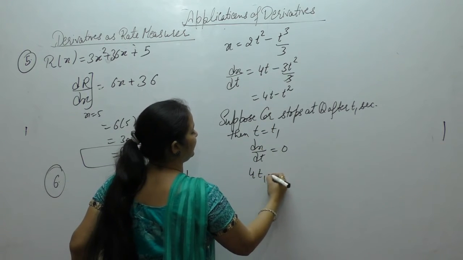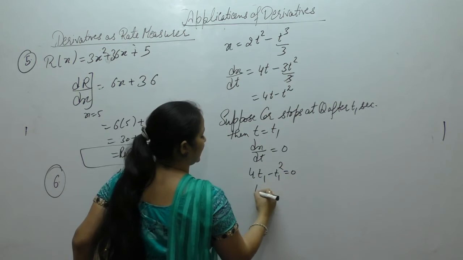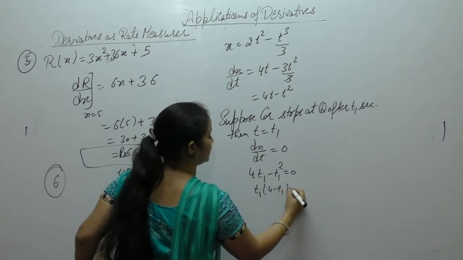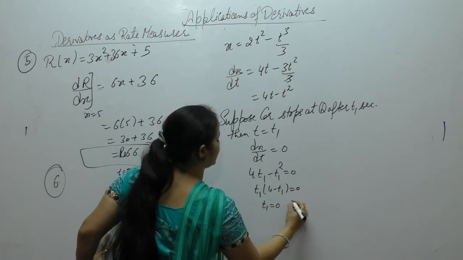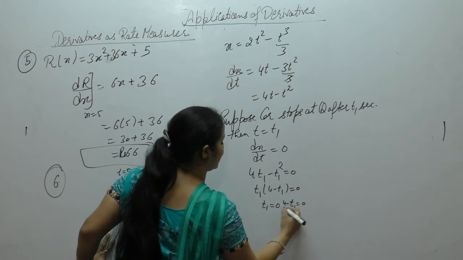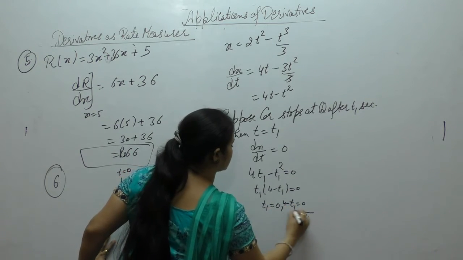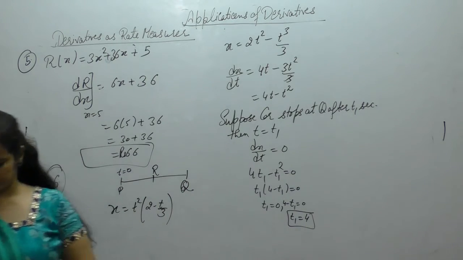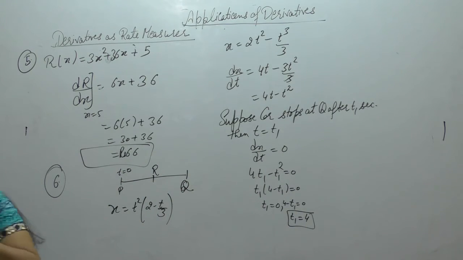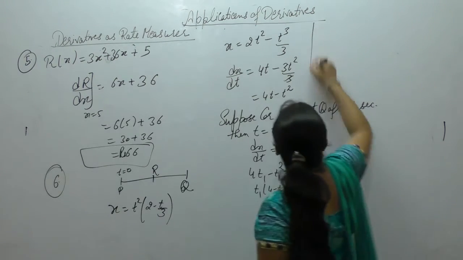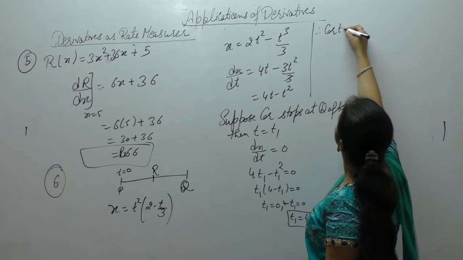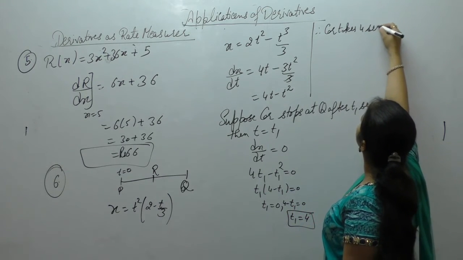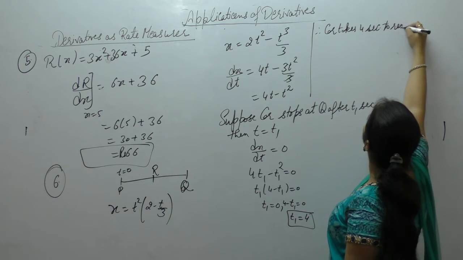So 4t1 - t1² = 0. Take t1 common. So what we get? t1 is 0 or 4 - t1 is 0. So t1 is 4. Therefore, the car takes 4 seconds to reach point Q.